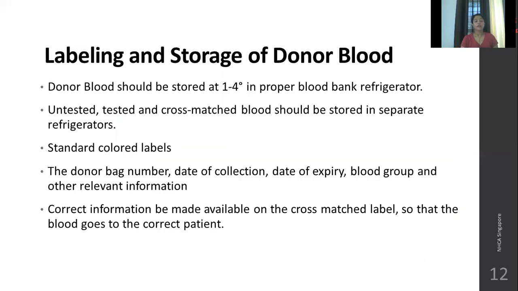Labeling and storage of donor blood. Donor blood should be stored at 1 to 4 degrees Celsius in a proper blood bank refrigerator. Untested, tested, and cross-matched blood should be stored in separate refrigerators, and standard color labels are used for labeling all the donor units. The label should mention the donor bag number, date of collection, date of expiry, the blood group, and all other relevant information. Correct information is made available on the cross-matched label so that blood goes to the correct patient.